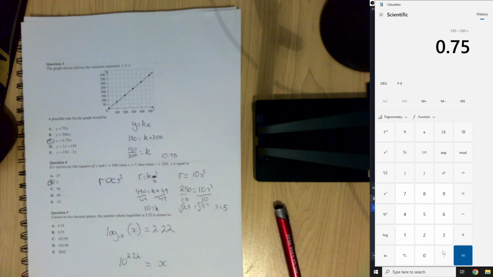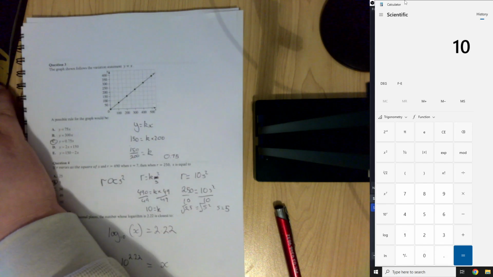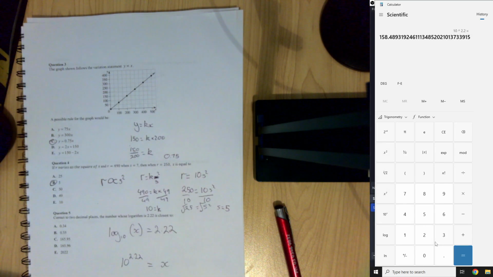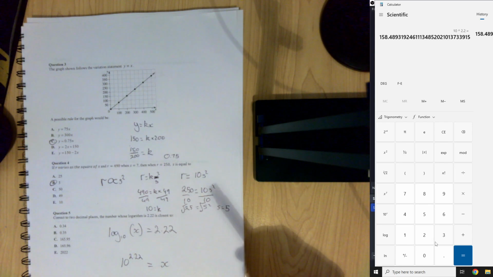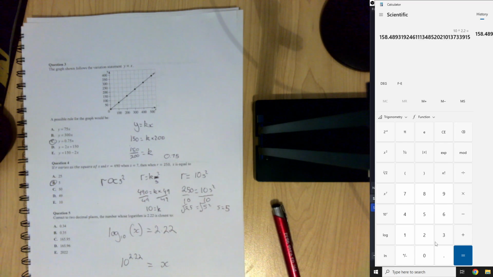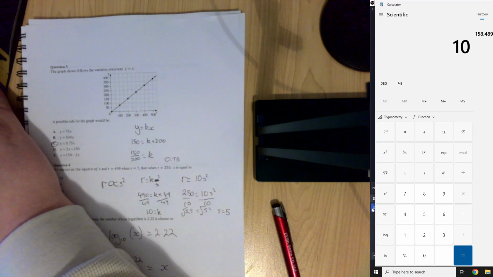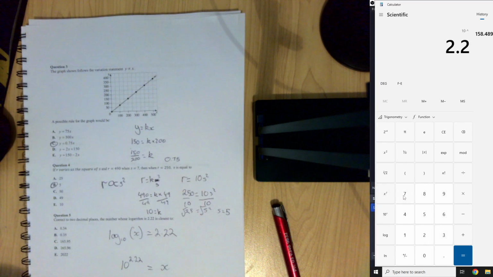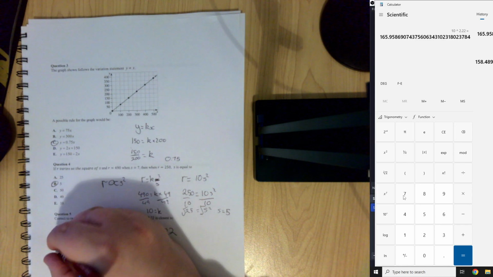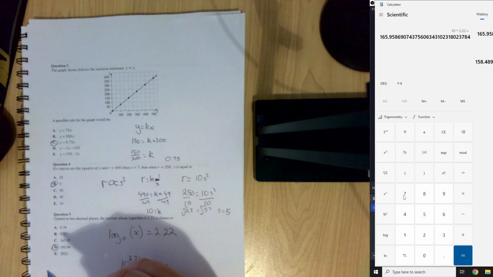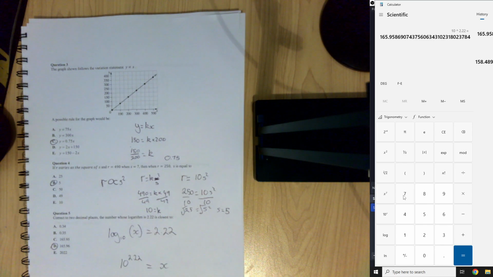We just got to do 10 to the power of, do I have a to the power of on this calculator? To the power of 2.2, excuse me, 158.49. That's wrong. Why is that wrong? Oh, because I left off the last 2. 10 to the power of 2.22 gives me 165.96. Rounding up. So be careful with the rounding because the next number is 8. So it rounds up. Alright.